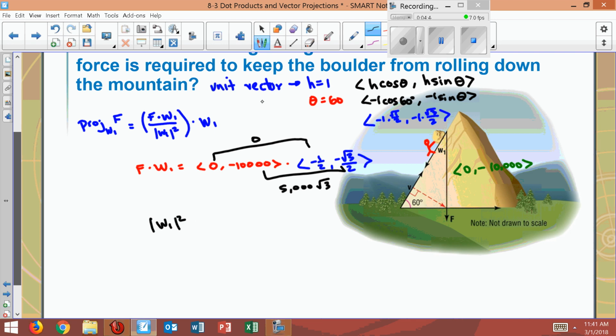Well, W1 was a unit vector. That was over here. This, by the way, is W1. Oops, should have put it over here. And so the magnitude is 1 because it is a unit vector. So it's just 1 squared, which is simply 1. So we take this and we divide it by 1. So now we got that to find the projection of the F on the W1, you take this and you would multiply that value times W1.